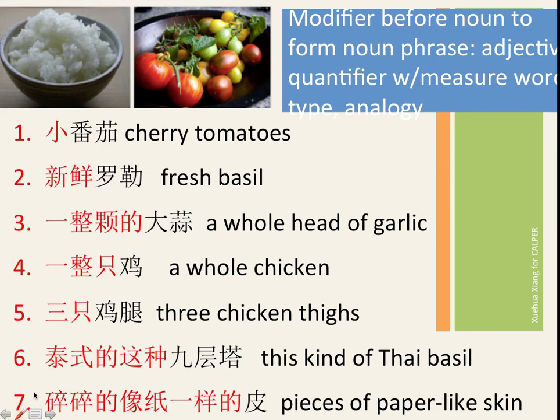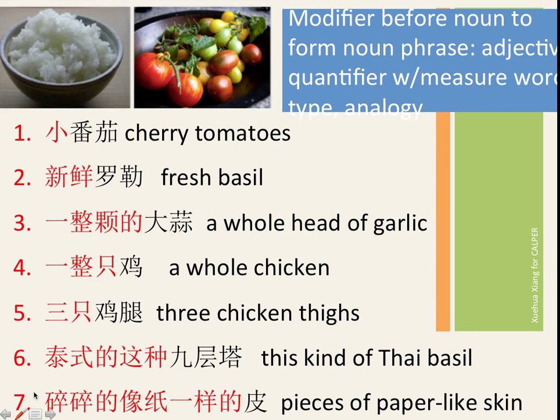Number 3 is an example of using a quantifier and a measure word. Garlic. If you want to talk about the whole garlic instead of the cloves of garlic, we say 一整颗的大蒜. A whole stalk of garlic, a whole head of garlic, 一整颗的大蒜. Because it's something that we don't typically closely describe a garlic with, we use 的 to show this is actually a modifier. 一整颗的大蒜.